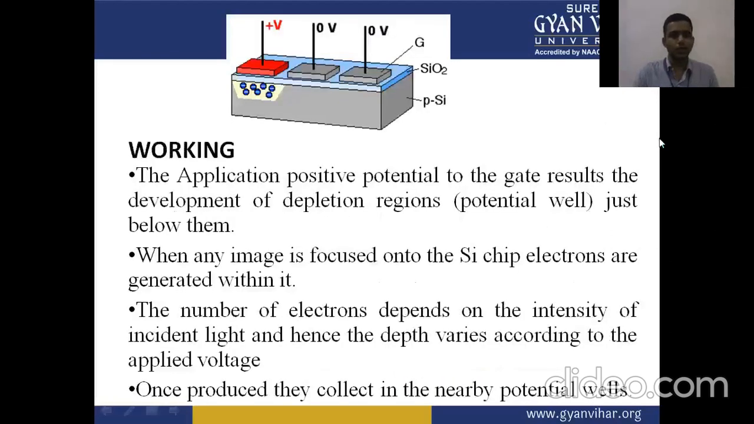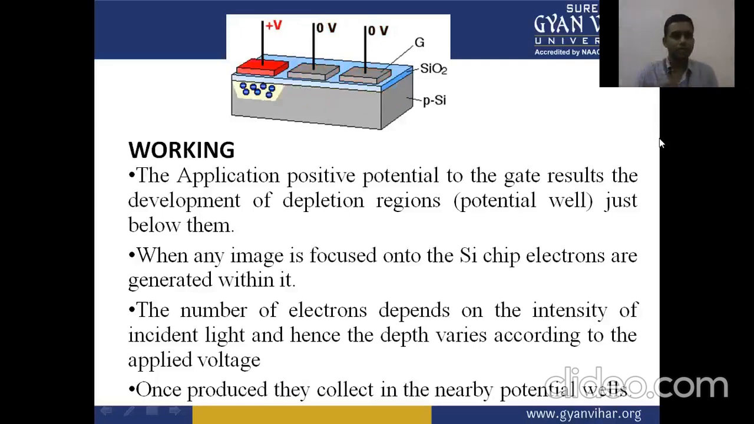This is the diagram for the CCD camera. It shows how the charge is moved from the plus V to lower. The working of this CCD begins with the application of positive potential to the gate. The result is the development of a depletion region just below them. When we apply the positive voltage to the gate, a depletion region is formed, a potential well just below them.